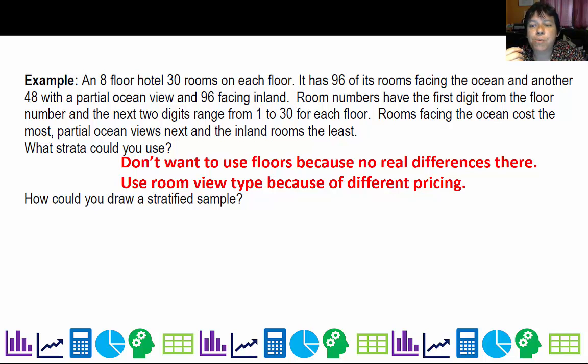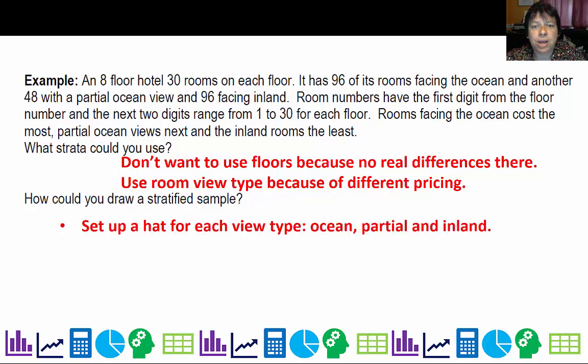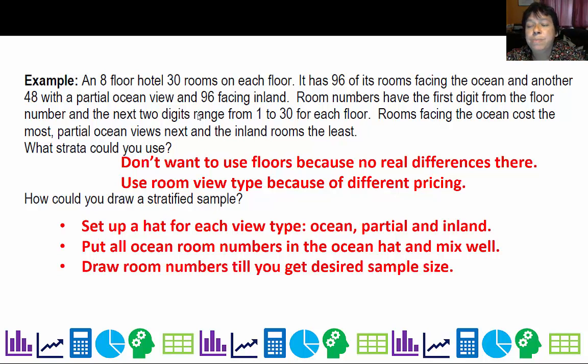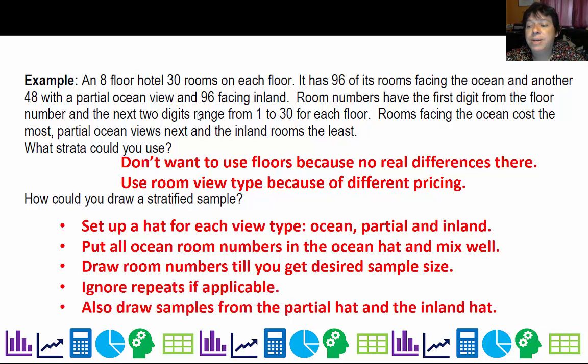How could you draw a stratified sample? Well, I would set up a hat for each view type. Ocean hat, a partial hat, and an inland hat. Then I wouldn't worry too much about this first digit from the floor. I would just basically take all the hotel room numbers and put them in the appropriate hat, if they have an ocean view, partial view, or inland view. Mix for each strata, for the ocean hat, mix it well. And then I would draw room numbers without replacement till I got the desired sample size because I want to ignore repeats. Then I would also draw samples from the partial hat and the inland hat.